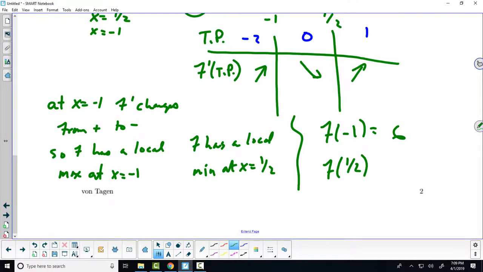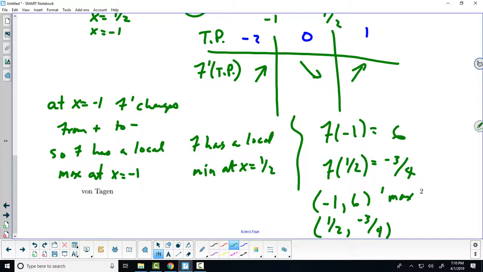What do we get for the second one? -3/4. That's what I thought. All right, -3/4, and we got 6 for the -1. Okay. So what are the ordered pairs here? The ordered pairs, the points for the local maxes and mins are -1, 6. That's the ordered pair for that local maximum, and 1/2, -3/4. This is our max. Local max. This is a local min.